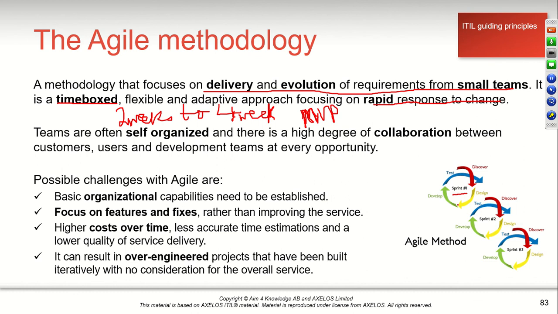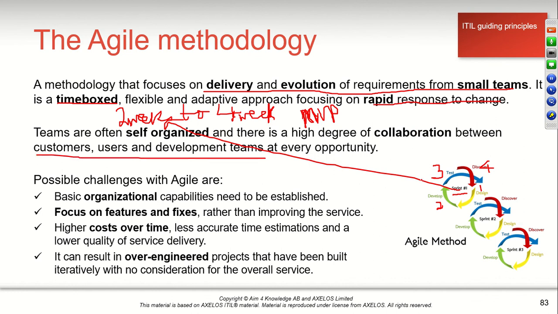So at each sprint, there is a design, development, testing, and a new discovery. So at every point in time, this is being done. So this sprint is what I mentioned that should be from 2 to 4 weeks. When agile methodology is being adopted, teams will be organized. Teams that are self-organized, and these are teams that will have a high degree of collaboration between customers, users, and development team.